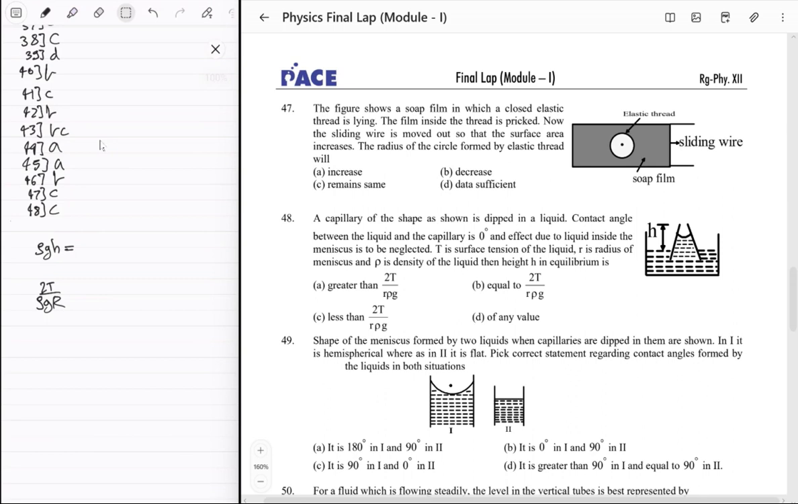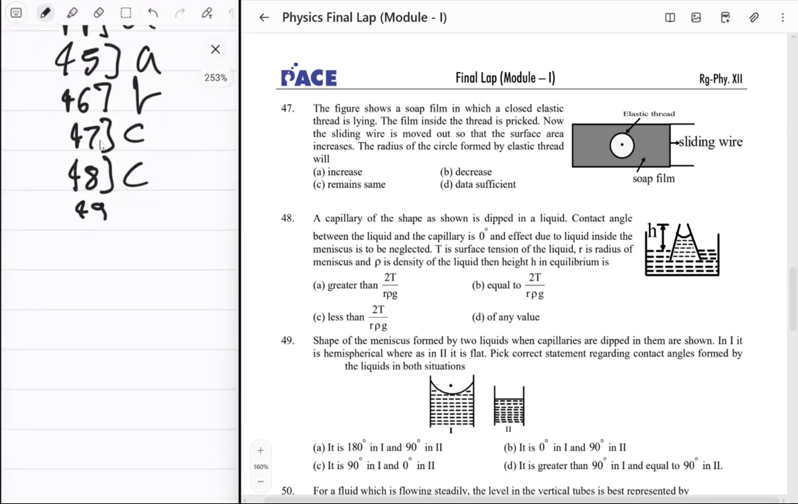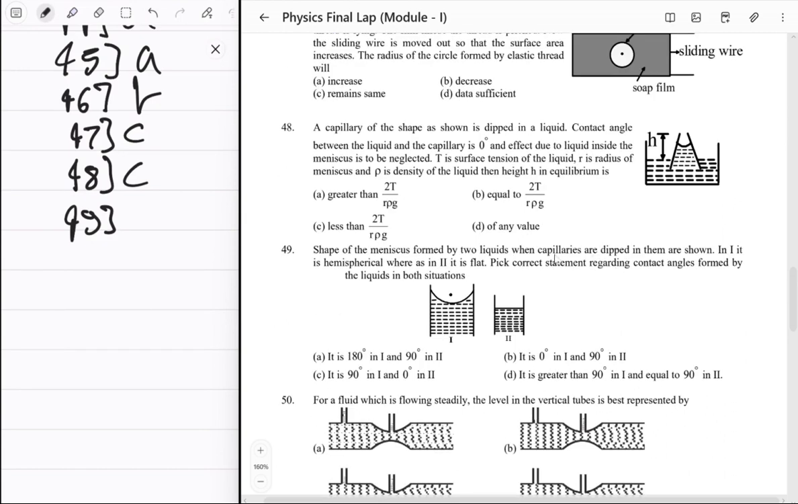49th. पहले तुमने क्वेश्चन बुरा लिखा है और तुम मुझसे एक्सपेक्ट कर रहे हो कि मैं इसका आंसर दूंगा. No way. 49th: shape of the meniscus formed by two liquids when capillaries are dipped in them are shown. If one is hemispherical whereas two is flat, pick correct statement regarding contact angles formed by the liquids in both situations. It is 180 degree in one, so this is hemispherical, right? Here's a different. Okay. I mean, it's 0 in the first guy, और इसमें 90 degree है. So B is the thing. और कुछ दिया नहीं इसमें, so whatever.